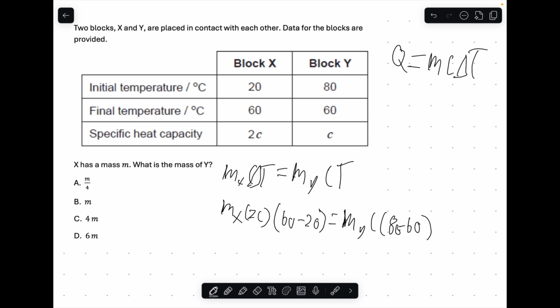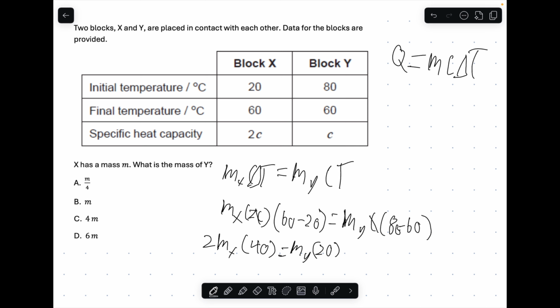Now it's just a simple case of solving for my in terms of mx. Here we can see that these c's can just cancel out, so now it's just basic algebra. We can say that mx times 2 times 40, since 60 minus 20 is 40, equals my times 20, since 80 minus 60 is 20.